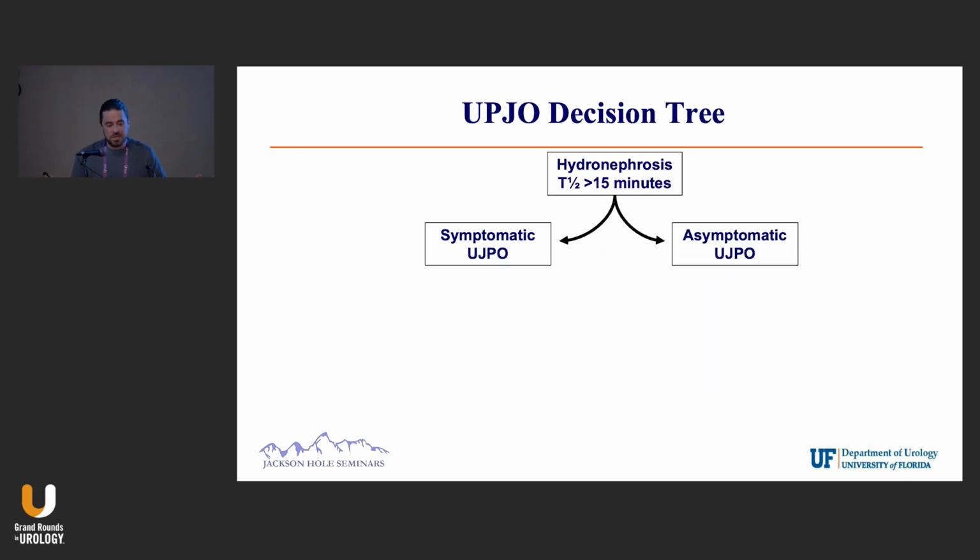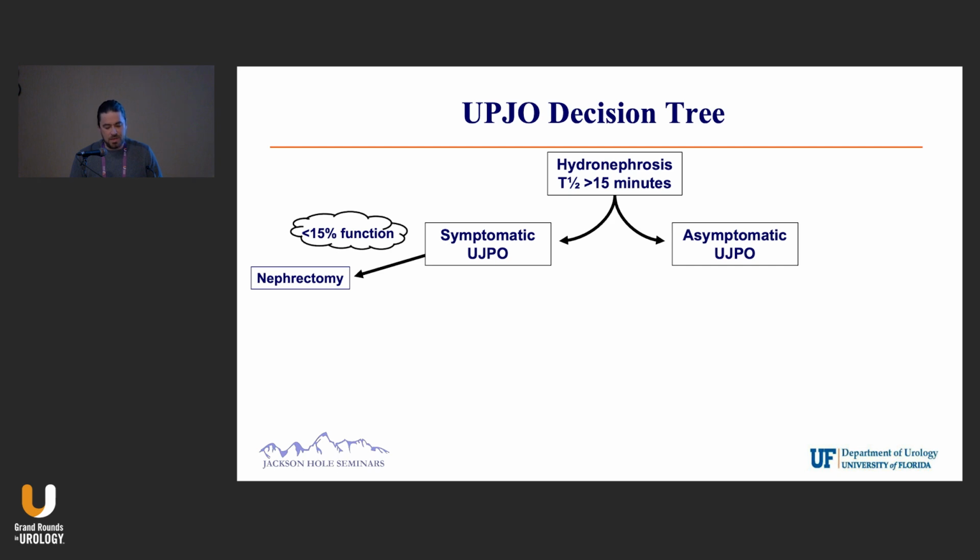So the way I structured this, I thought we would talk about this as a decision tree. And again, I think this will make a lot of sense to you. But let's say you have a patient who was in the emergency room with appendicitis and they noted some hydronephrosis on the left side. The primary care doctor gets a Lasix renogram, because that's kind of what everyone does when you suspect UPJ obstruction. And the T-half is greater than 15 minutes. So the first thing you have to ask, is this patient symptomatic or asymptomatic? And again, majority of people will be symptomatic.